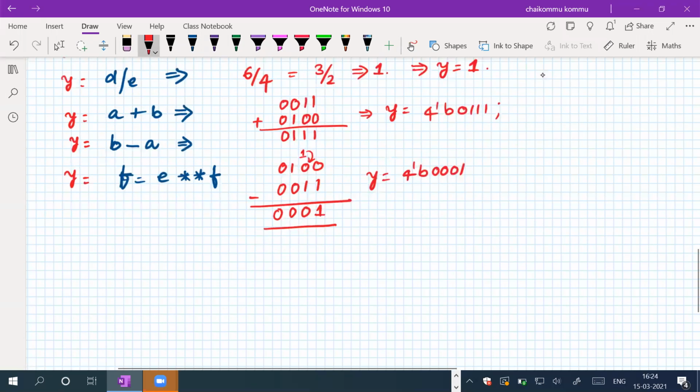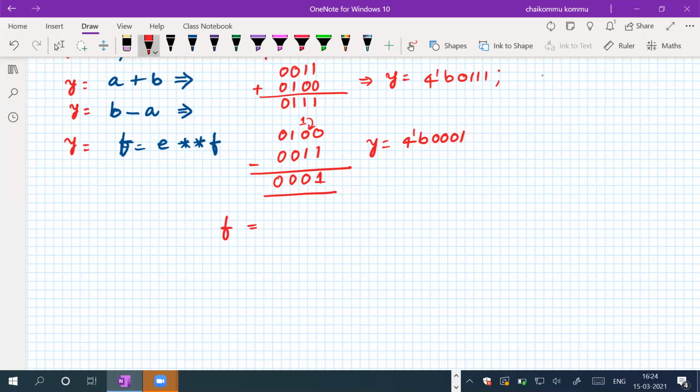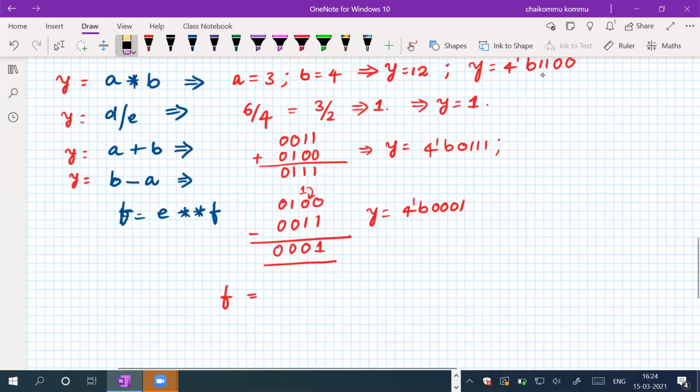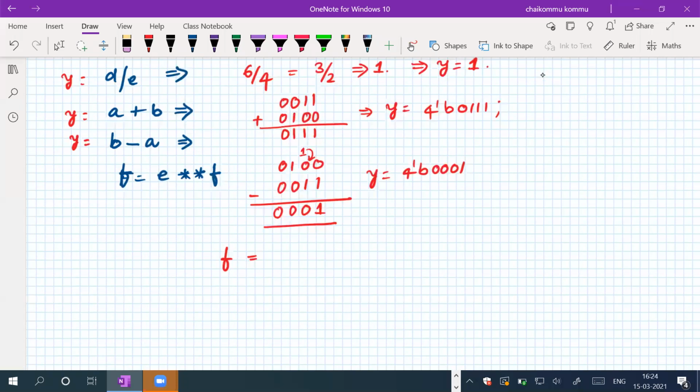Similarly, what about the last one? F here, what is the value of E? It is 4. 4 power 2 is 16. So therefore Y is equal to 16. Okay. So this is how a normal arithmetic operation is performed between the data. For example, if I'm writing something like this, for example, modulus.